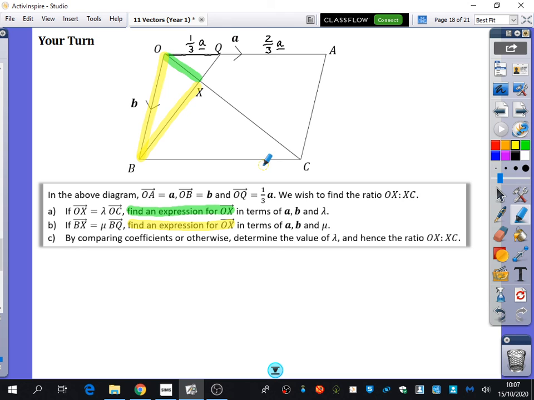So for part A of the question, you're just going to calculate what is this green bit. For part B of the question, you're going to calculate what is that yellow bit. And then for part C of the question, you're going to make part A and B equal to each other and see what happens. And then we'll do this question together in a second.